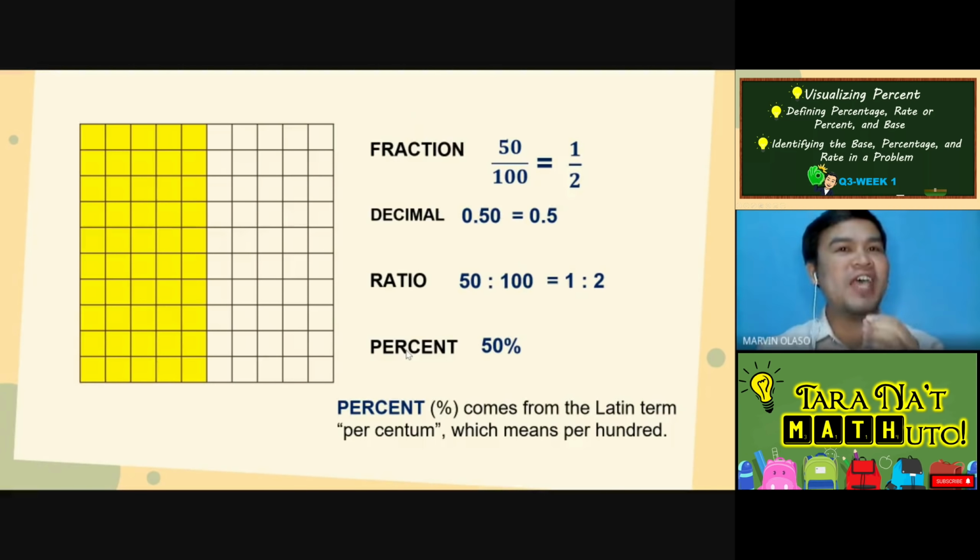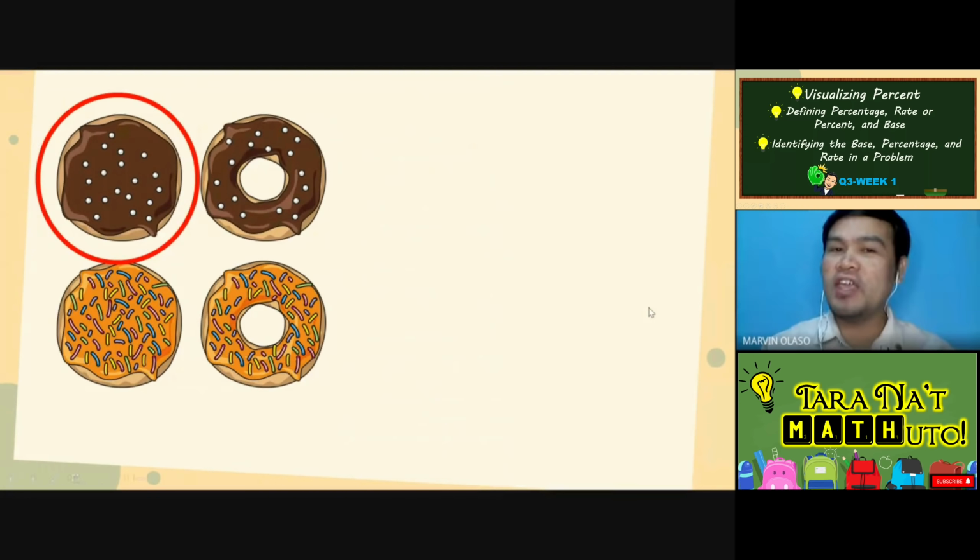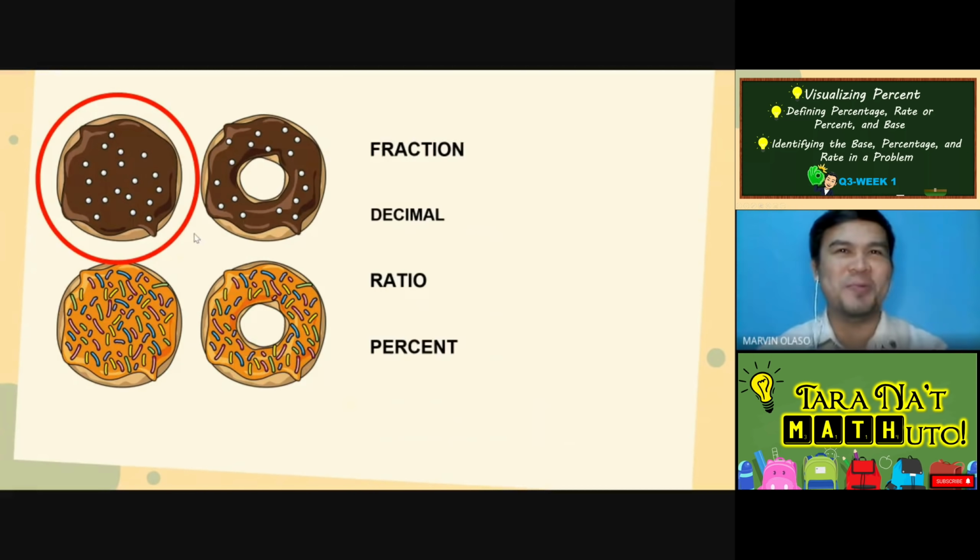Okay? So let's have another example. What if yung ating figure ay hindi over 100? Okay, what if we have this kind of situation or illustration? You have 4 donuts and you ate one out of it. What part have you eaten in fraction form, decimal form, ratio, and percent form?